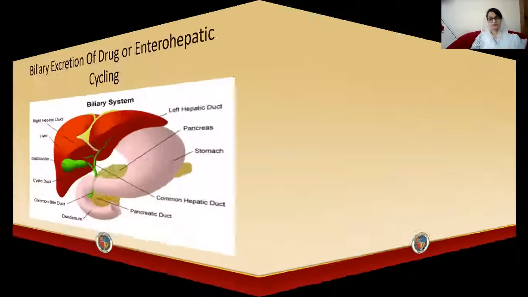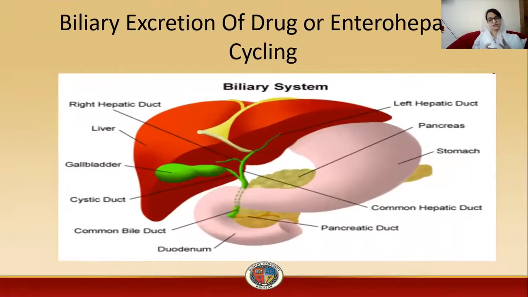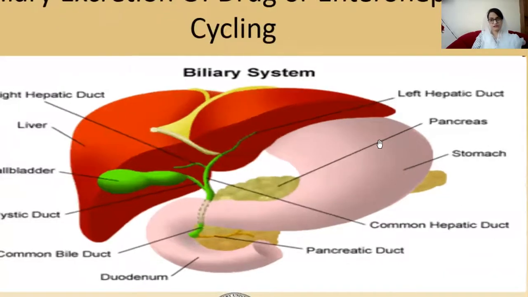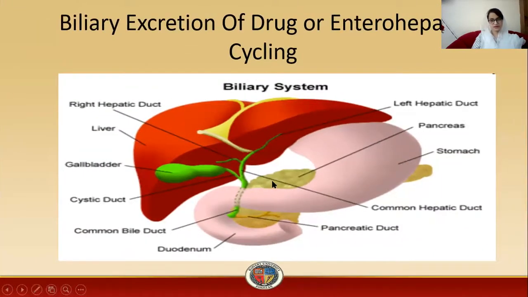So what happens in the biliary system? The biliary system is the one which is associated with the liver. The gallbladder is found along with the liver, where the bile is stored, and from the bile duct, the bile comes into the gut, entering the duodenum. The drugs which are eliminated through the biliary route of excretion come along with this duct into the gut, and from there they get eliminated from the body in the form of feces or fecal material.